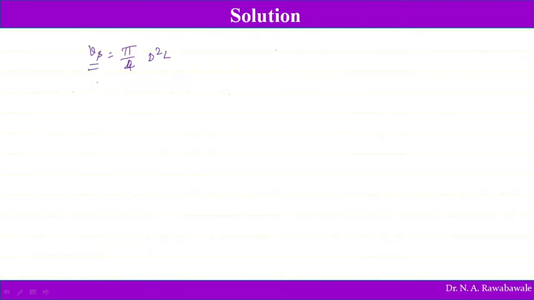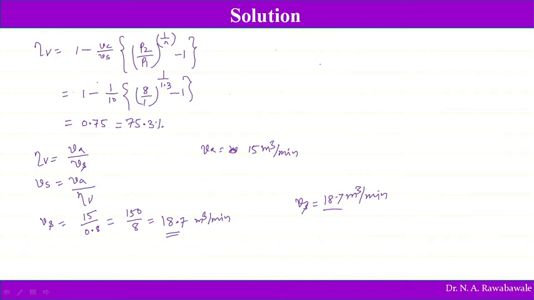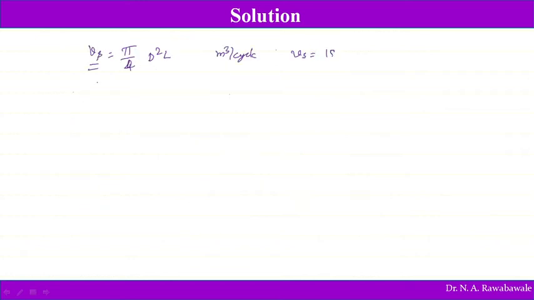So this Vs is in meter cube per cycle, and the Vs which we have obtained is 18.7 meter cube per minute. So this is meter cube per cycle and this is in meter cube per minute. So Vs is equal to pi by 4 d square L into cycles per second, that is RPM divided by 60. So Vs value is known.